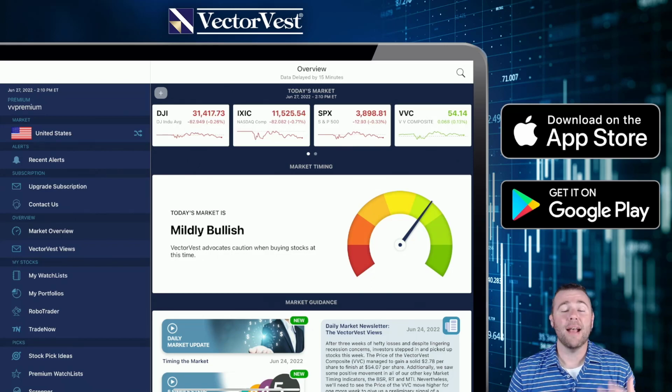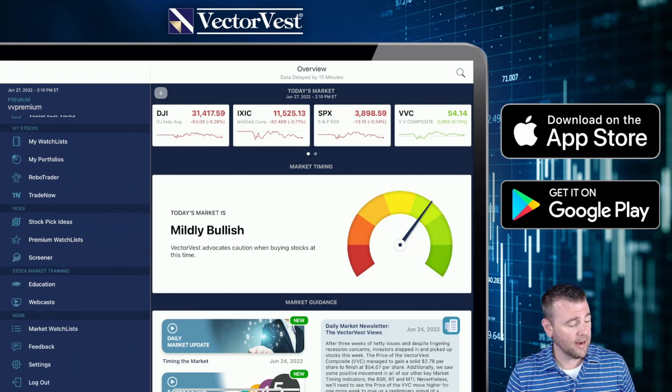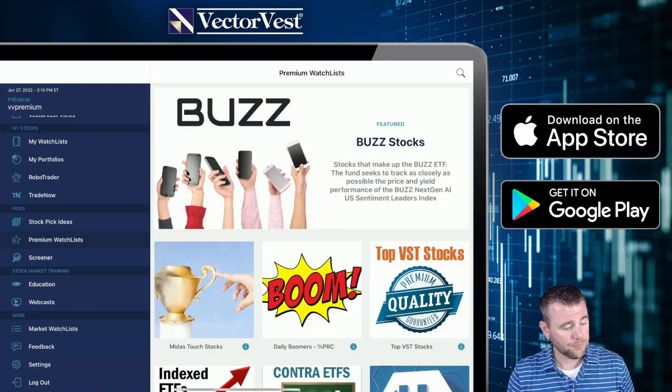So with that, as always, if you want to see the brand new watch list, you have to make sure that first and foremost, you are on the premium version of the mobile app or on desktop, either one would work. But if you're on the premium version, you have over on the left-hand side, the option for premium watch list. So if we just tap on that, these update periodically.